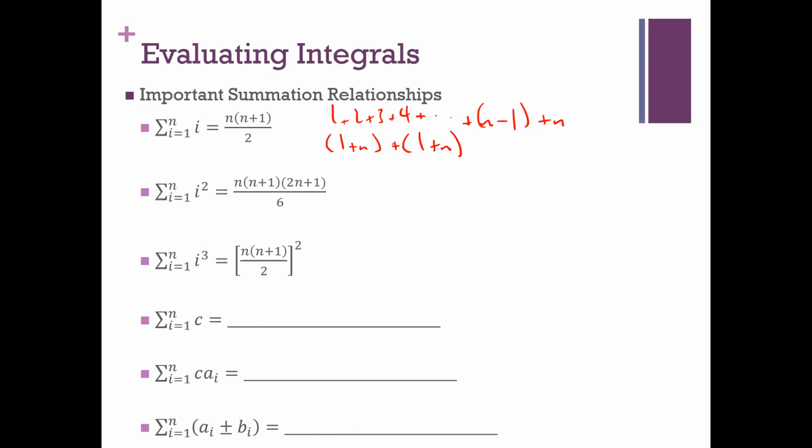How many pairs of n plus 1 am I going to add together? Not quite whatever n is, right? Because I'm taking them in pairs. So I'm going to have 1 plus n, and I'm going to have n over 2 pairs, right? Which is basically what this is. So that's why that sum is the way it is.